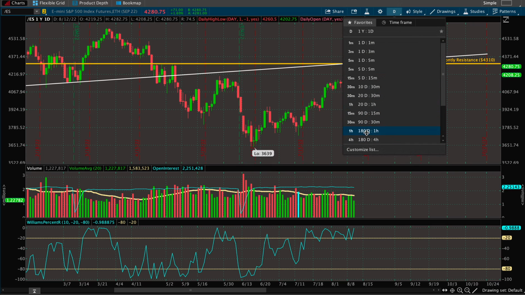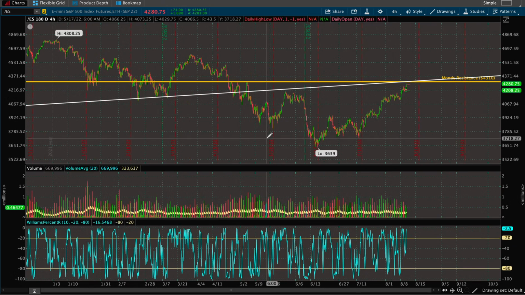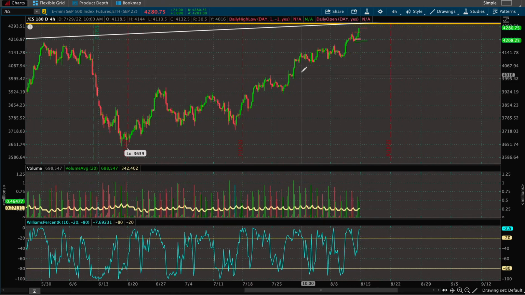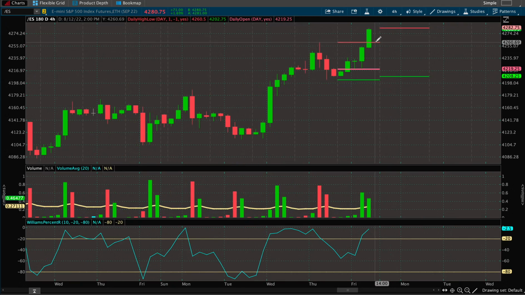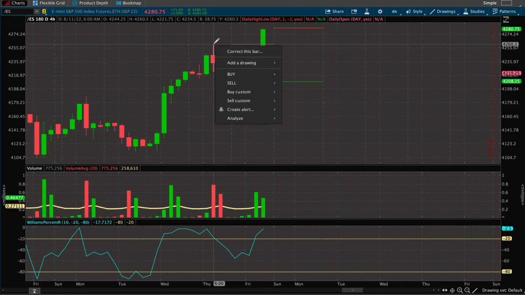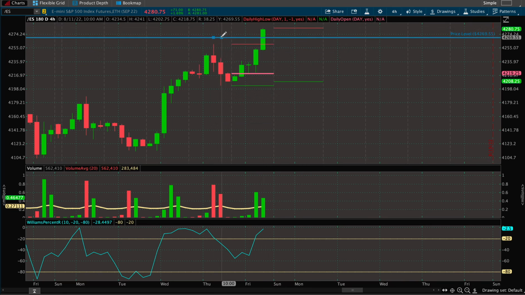I'm going to start with the 180-day hourly, 4 hourly to be precise, and I can see here this is a good support area, 4260. As you can see here, we went to 4260, we rejected that price, we sold off, and then today we broke out of 4260. So I'll add that as my near-term support.